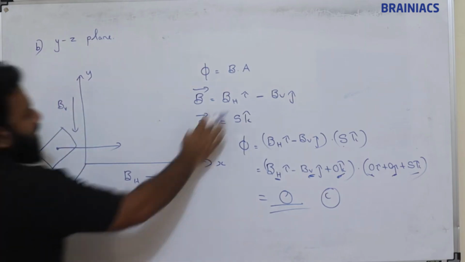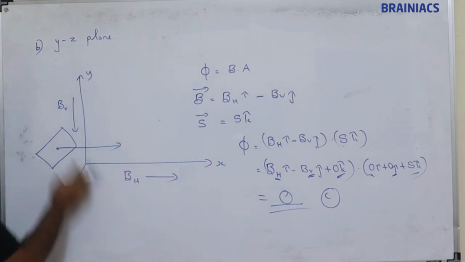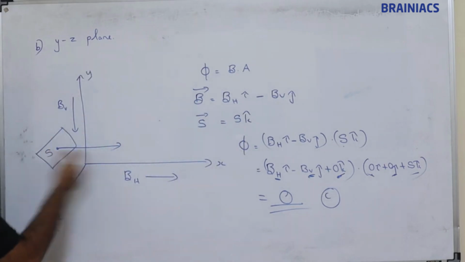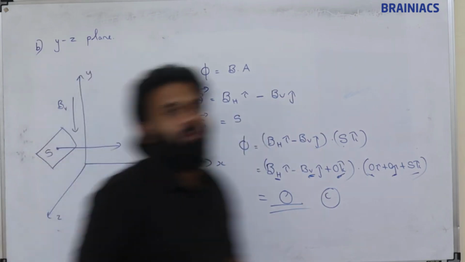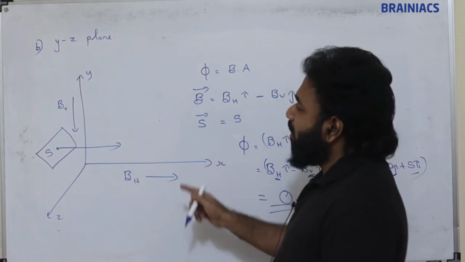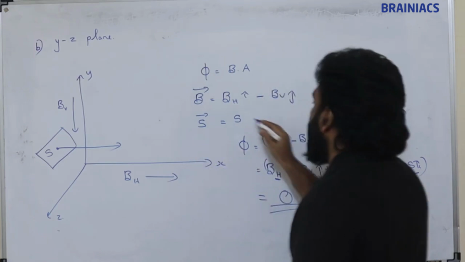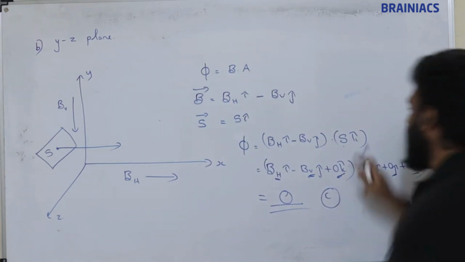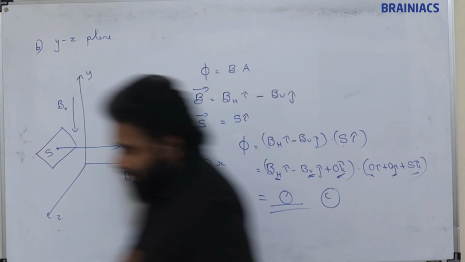Is there any change in the magnetic field? The magnetic field is the same, BH i minus BV j, right? What about the area vector? What is its direction? Instead of S k, what should I put here? Come on, this is going to be S i, correct? Now I can replace this with S i.